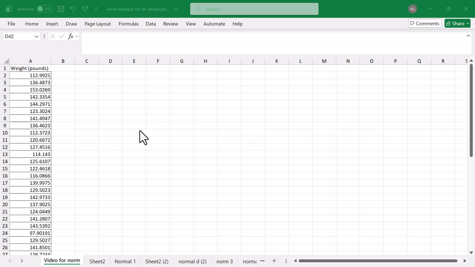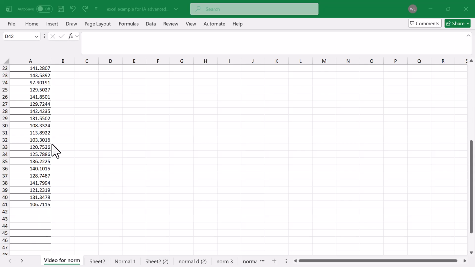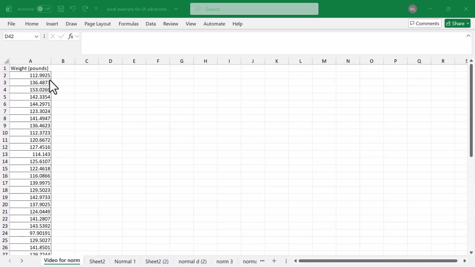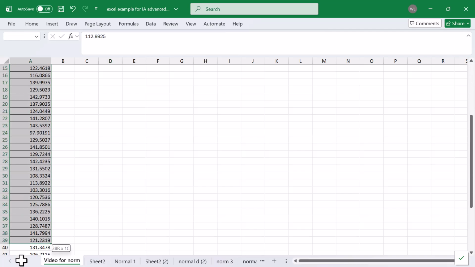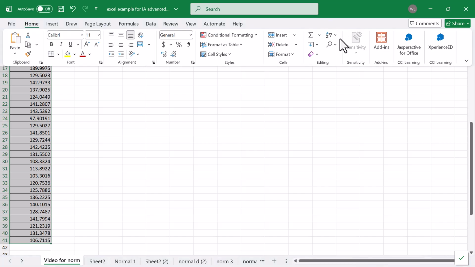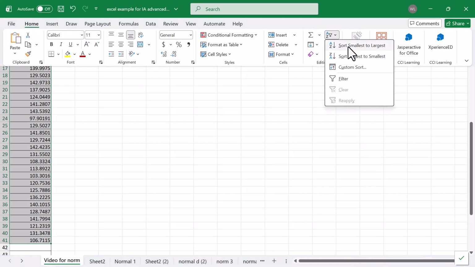In this video, I will show you whether this faulty data about weight is normally distributed or not. First step, we need to sort this data from smallest to greatest. Highlight this faulty data. Go to Home. Go here. Sort smallest to largest.